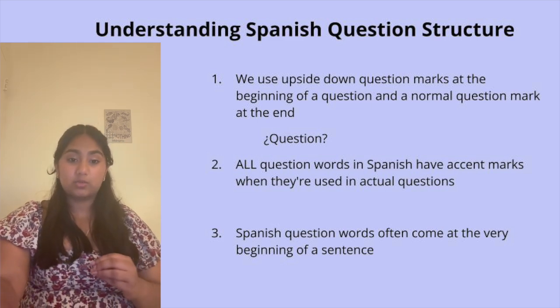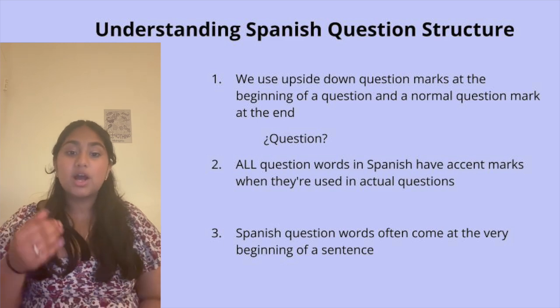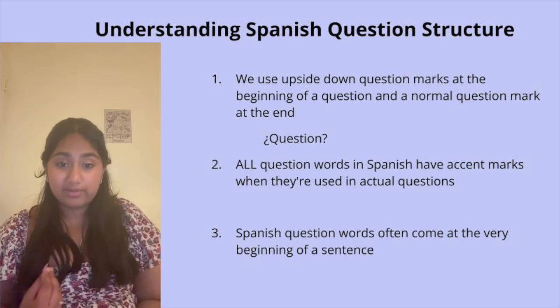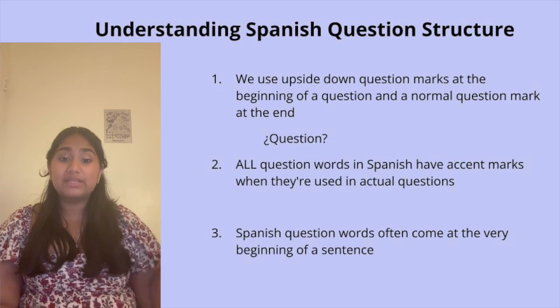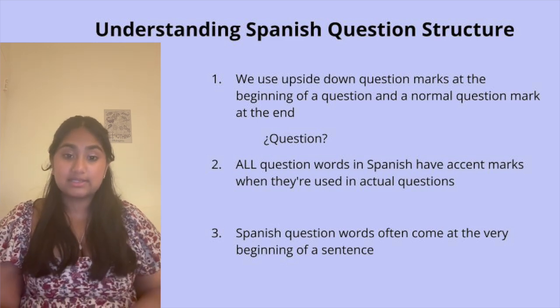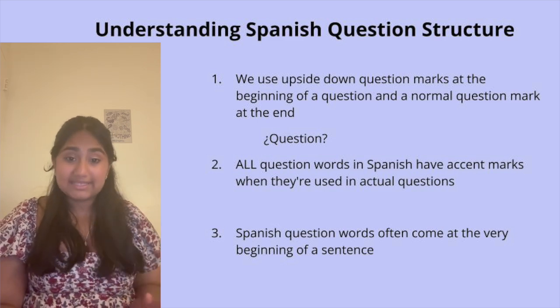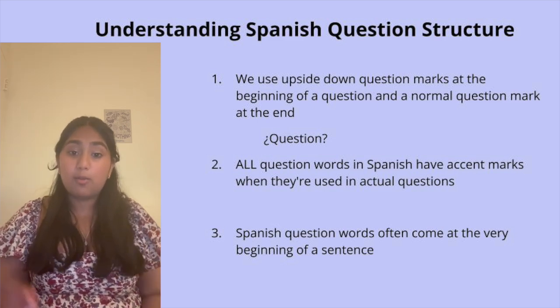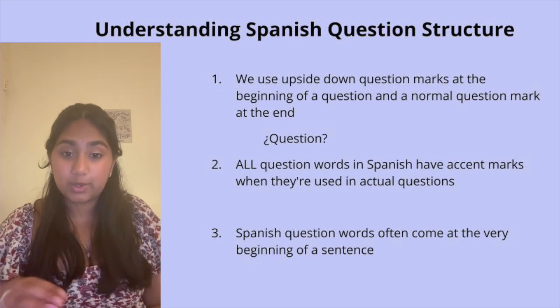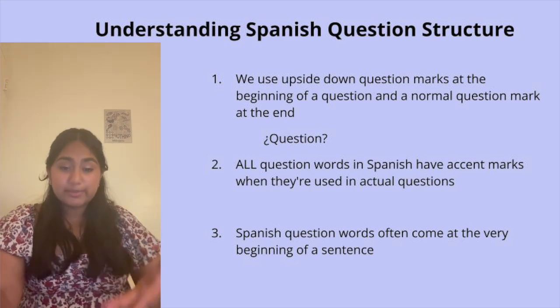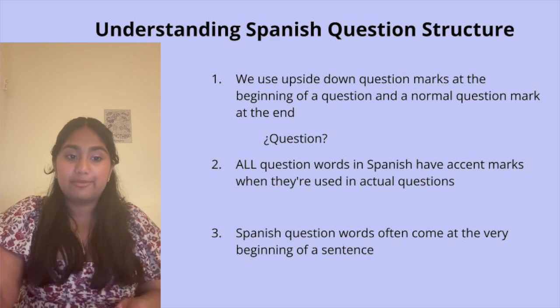A lot of these question words, this is a little confusing, so let me explain. A lot of these question words have an equivalent that does not have an accent. That means it's not a question word. It's used in a different context. For example, you'll see como coming up later. Como without an accent is used as a different word, but como with an accent is used as a question word. And that'll make a little bit more sense when we explain question words more in depth.